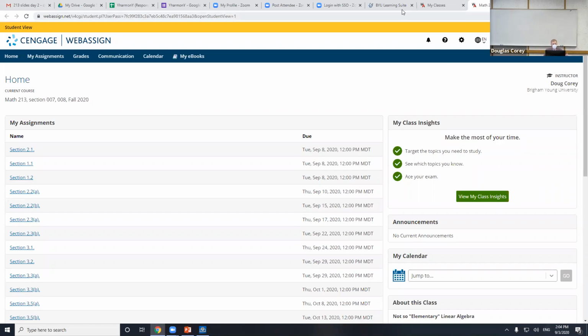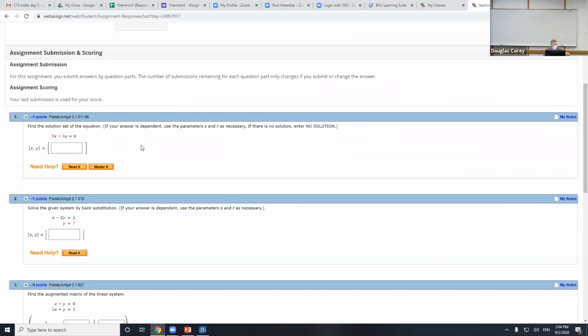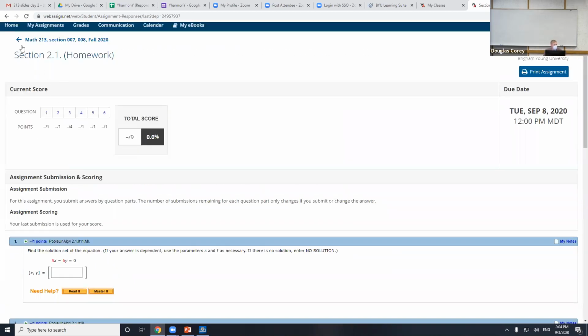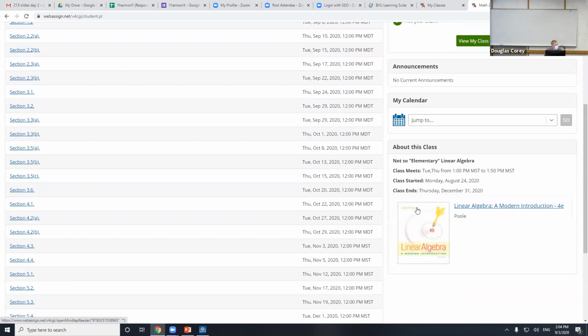Let me just walk through a few things so you make sure you know where things are. This is the Cengage WebAssign website. When we talk about online homework, this is what we're talking about. I can click on section 2.1, and it brings up the problems, and I can work through and do them. Okay. The ebook is right down here to the right. So if you want to see the version of the ebook, you come down here and you click on linear algebra, and it pulls it up in a new window.